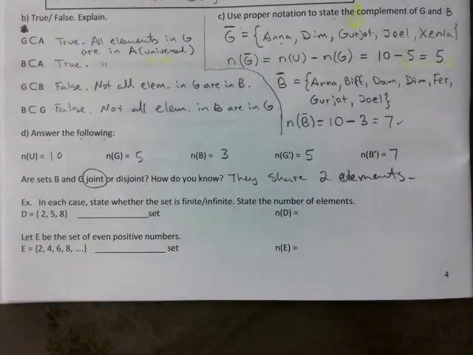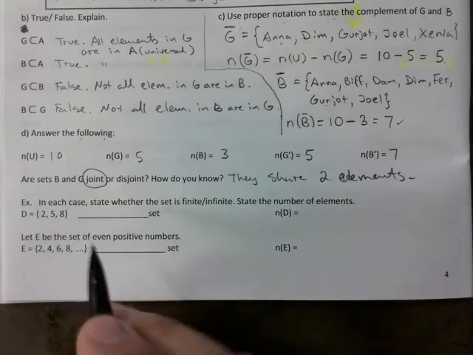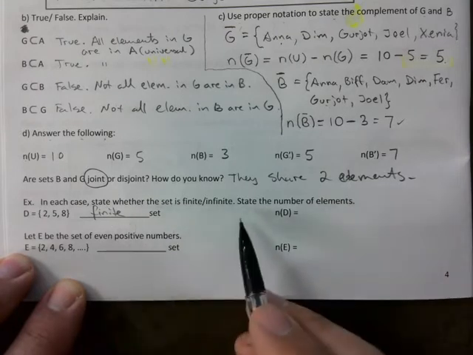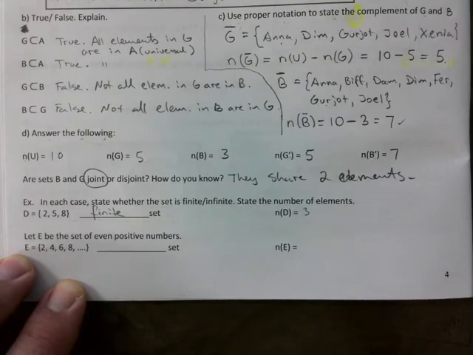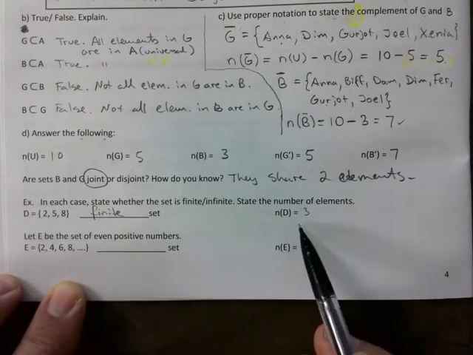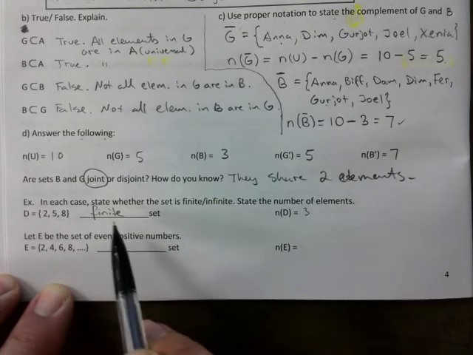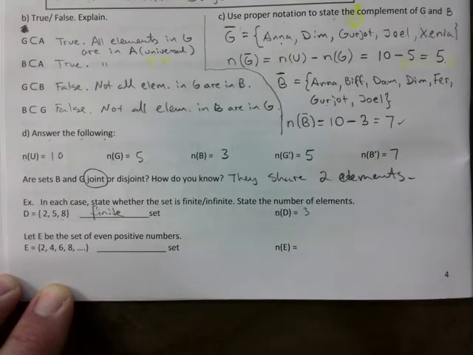In each case, state whether it's a finite or infinite set. State the number of elements. 258. What is that? It's a finite. Yeah, finite. Because it ends, right? The number of elements is to be pretty straightforward. I don't know what I was thinking when I made this example, but hey, it can't hurt to repeat things, right? So stating the elements, telling me whether or not it's finite. When there's an n in front of that set, I'm asking how many are in there, okay?